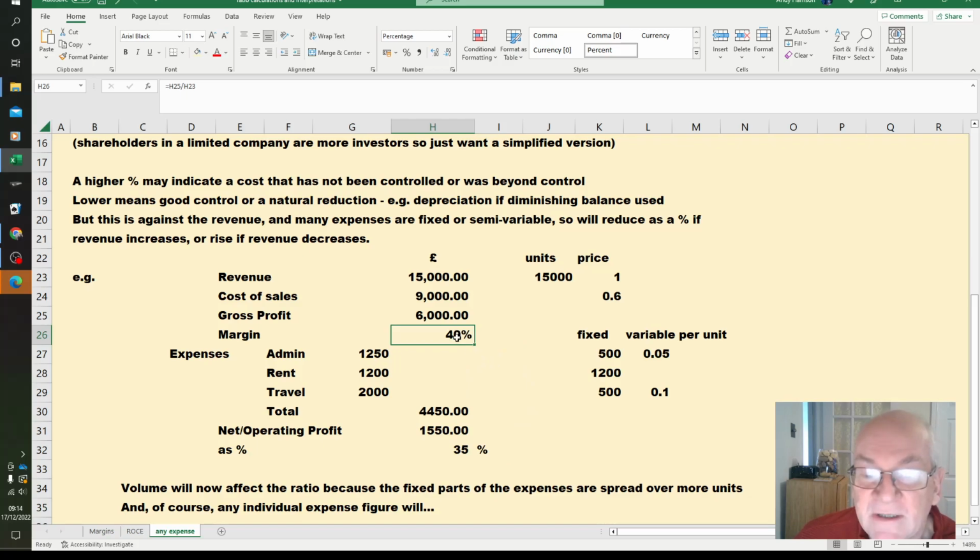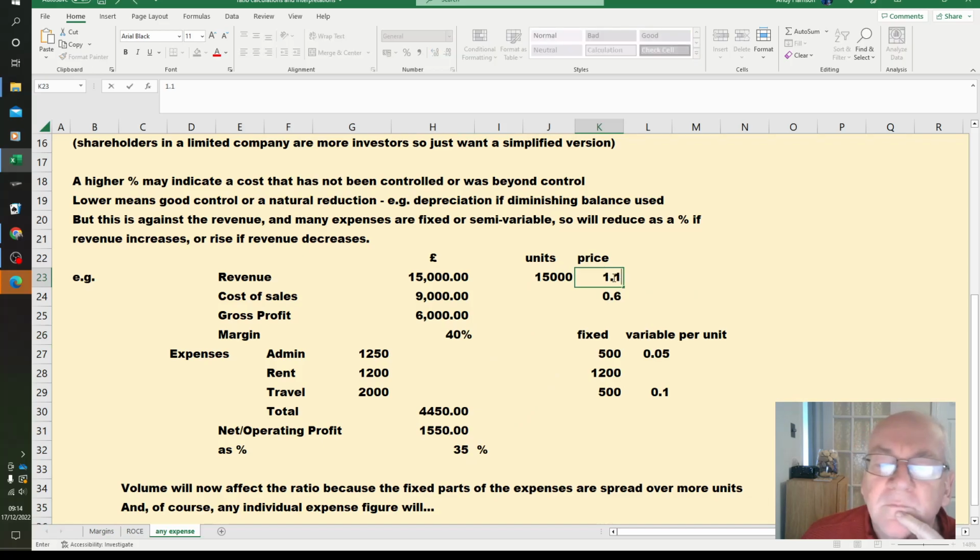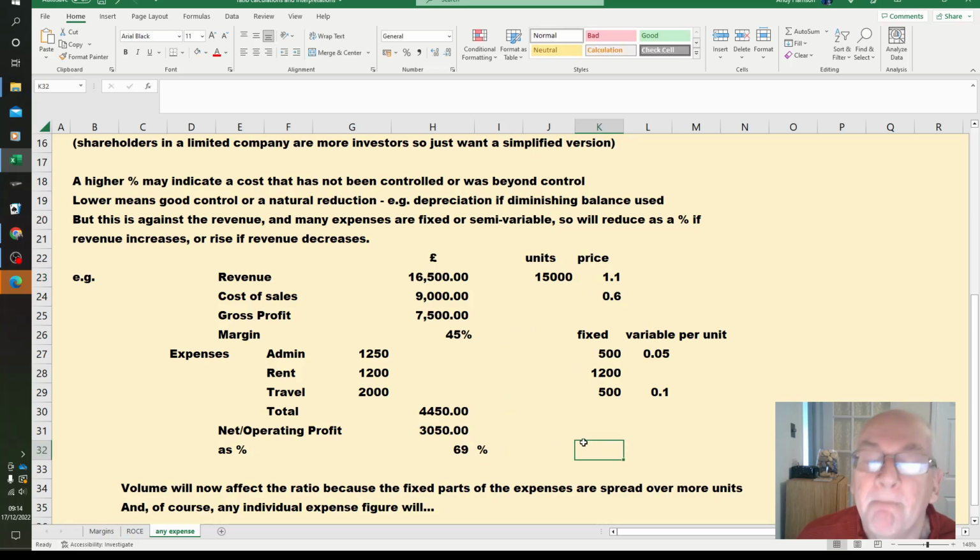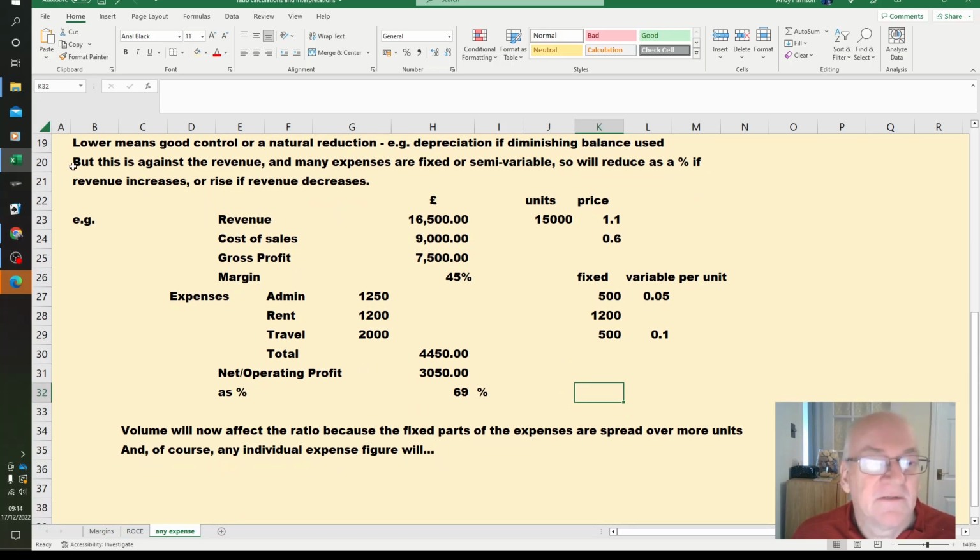So as these change, so just to remind you, if we change these a little bit, the margin goes up and therefore the operating profit will go up, which is a very important effect. And that's ratios for now.